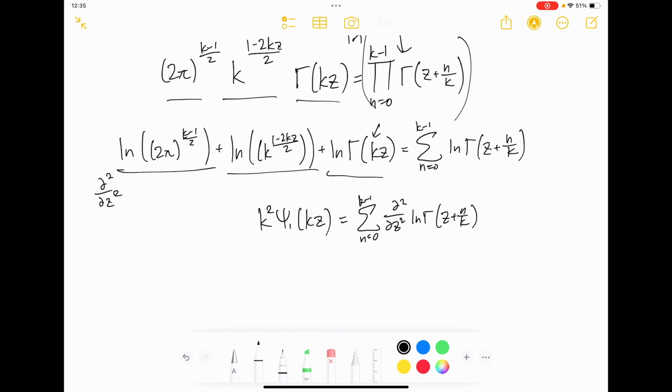And then, this is just the derivative of, well, the second derivative of log gamma, which is the trigamma function, evaluated at z plus n over k. And we don't have to do anything about this because it's addition and it's fine. So, now we have this formula. And we have a sum of trigamma functions. How are we going to work with this?